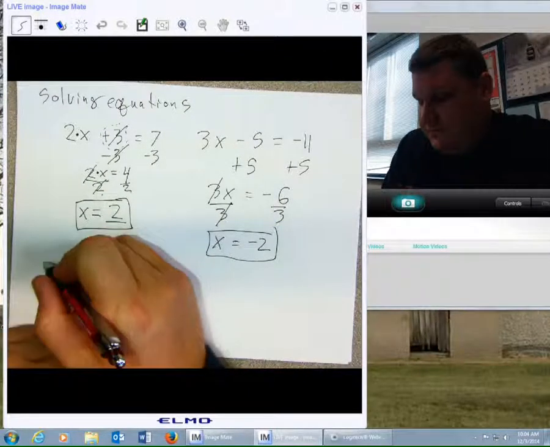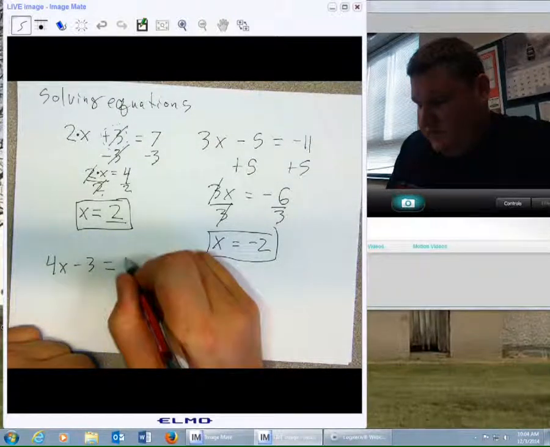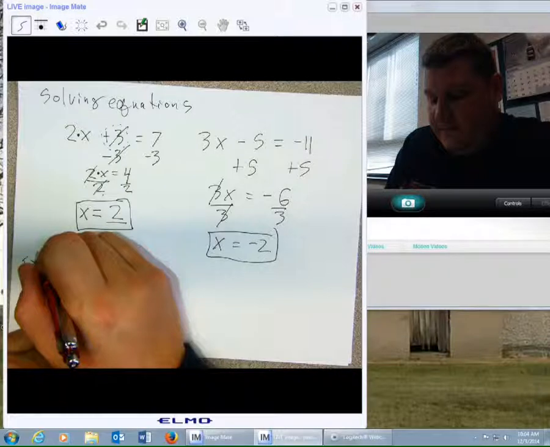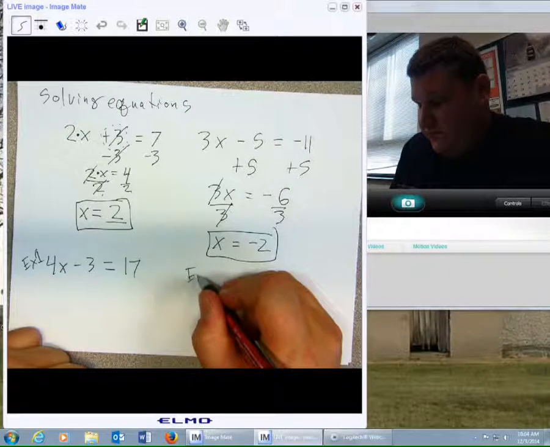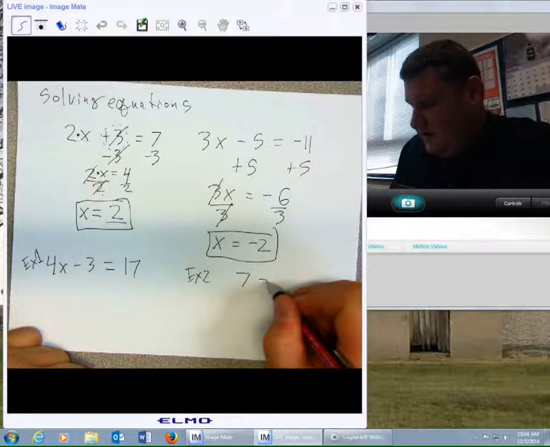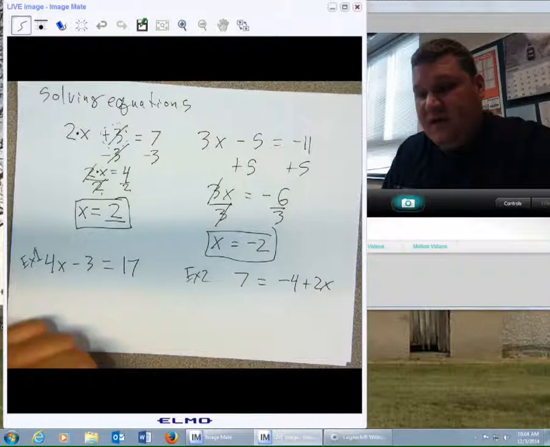4x minus 3 equals 17. That's example 1. And then I want you to do example 2. And that's going to be 7 equals negative 4 plus 2x. All right, give that a whirl. See what you get.